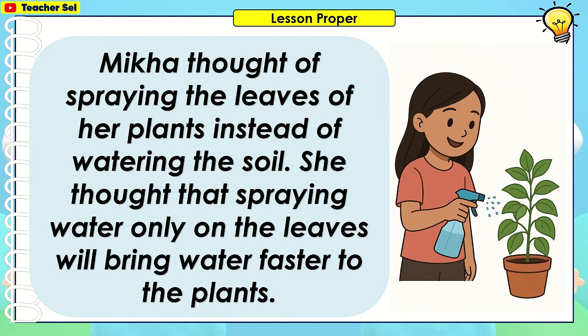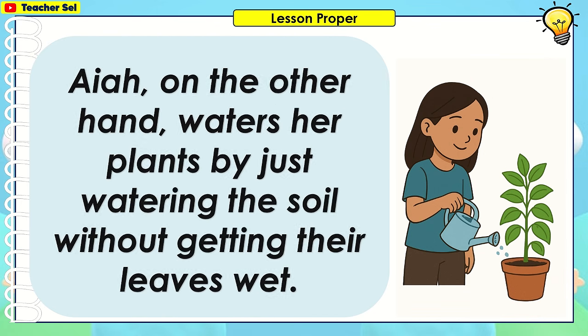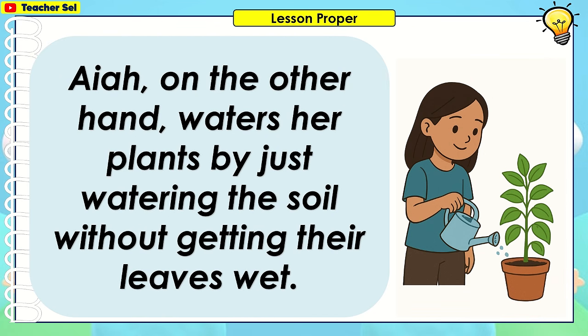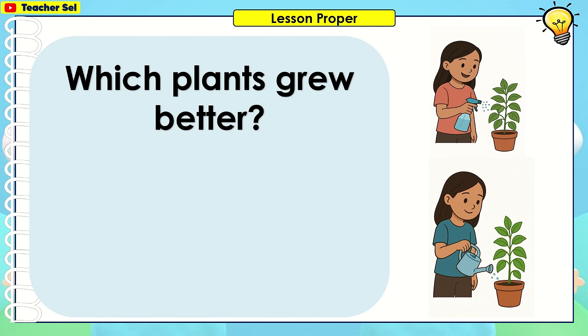Let's read this. Mika thought of spraying the leaves of her plants instead of watering the soil. She thought that spraying water only on the leaves will bring water faster to the plants. Aya, on the other hand, waters her plants by just watering the soil without getting their leaves wet. Which plants grew better?